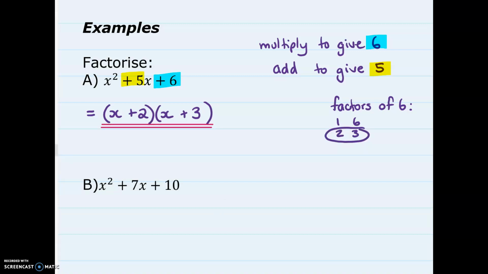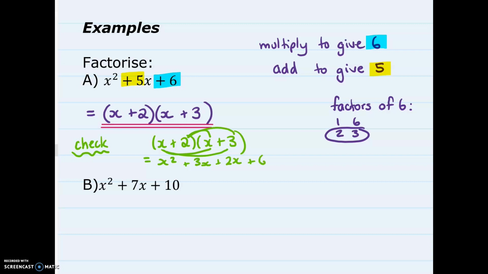For some people, you need to do a few of these to start to see what happens. We can check it. You don't need to do this, but if you're in a test, it might be an idea to check your answer. You would use FOIL. To see if your answer is right: x times x is x squared. Outside, x times 3 is the 3x. 2 times x is the 2x. And 2 times 3 gives the 6. So that does give x squared plus 5x plus 6, which is what we started with. So yes, it works. You can always do a check and know if you're right.